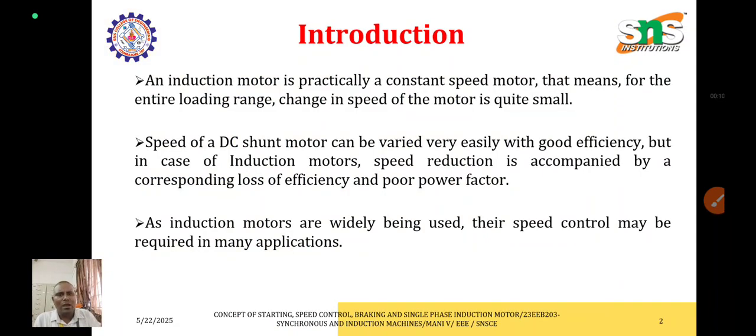Normally in a DC machine, the DC shunt motor is known as a constant speed motor, and in an AC machine the induction motor is also known as a constant speed motor. This is because the speed varies from no load to full load, but the variation is considerably very small. So that's why it is called almost constant, a constant speed motor. For applications where we require almost constant speed, we can use this kind of induction motor and DC shunt motor.